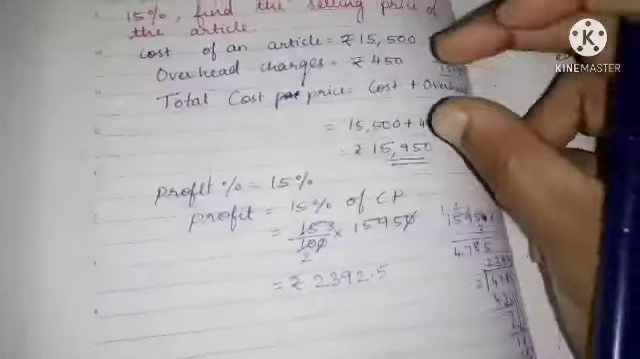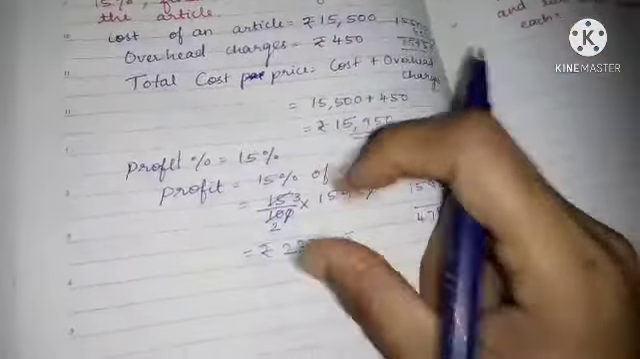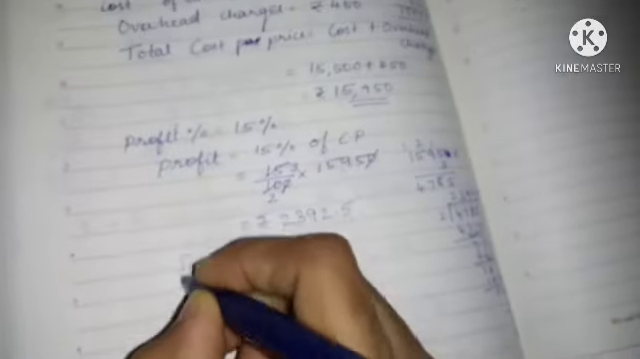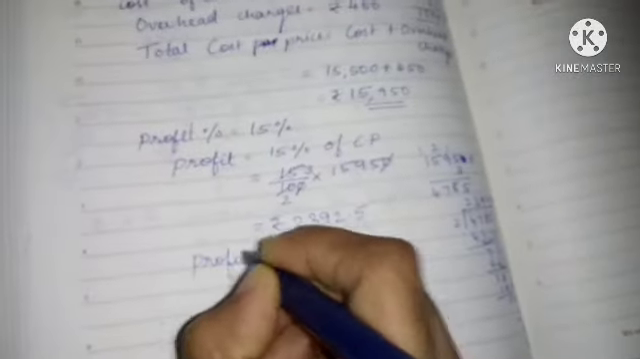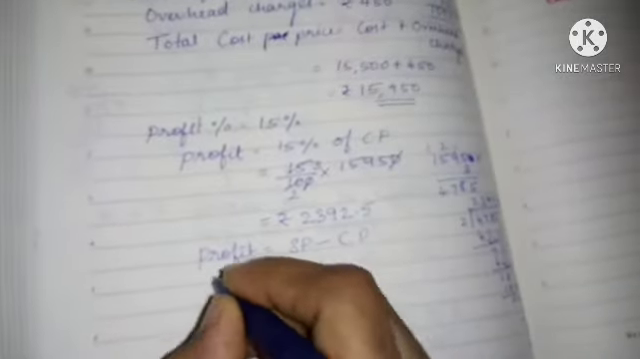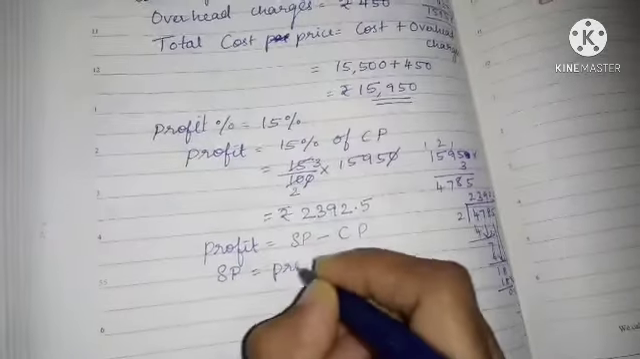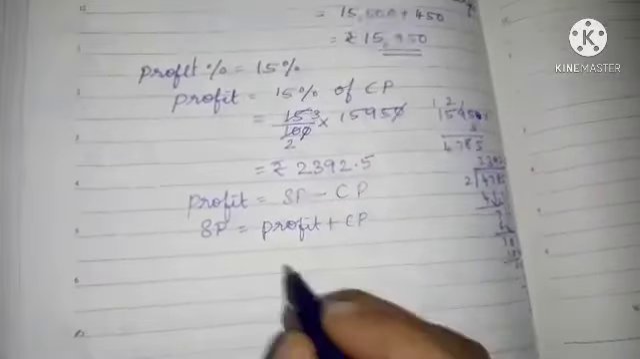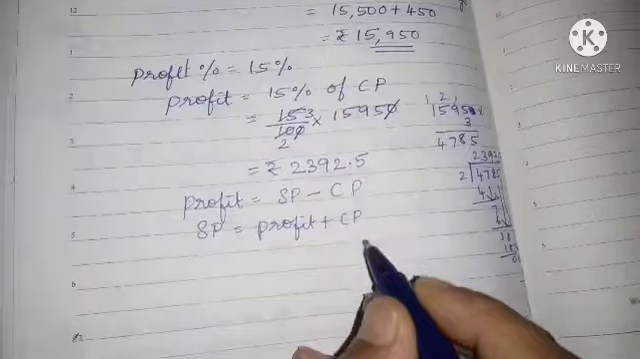So we got the cost price and the profit. So what should we find? Selling price. So what is the relation between profit, cost price, and selling price? Profit is equal to selling price minus cost price. So selling price is equal to profit plus cost price. Selling price is equal to profit plus cost price.